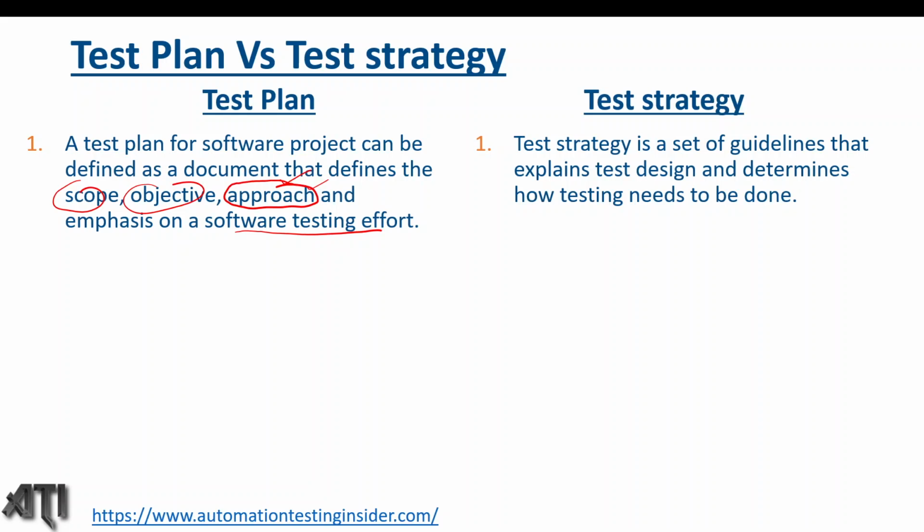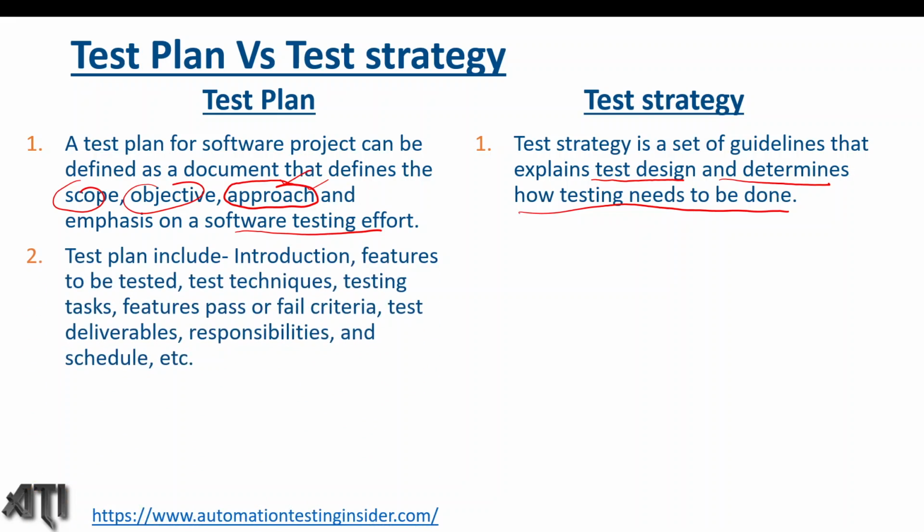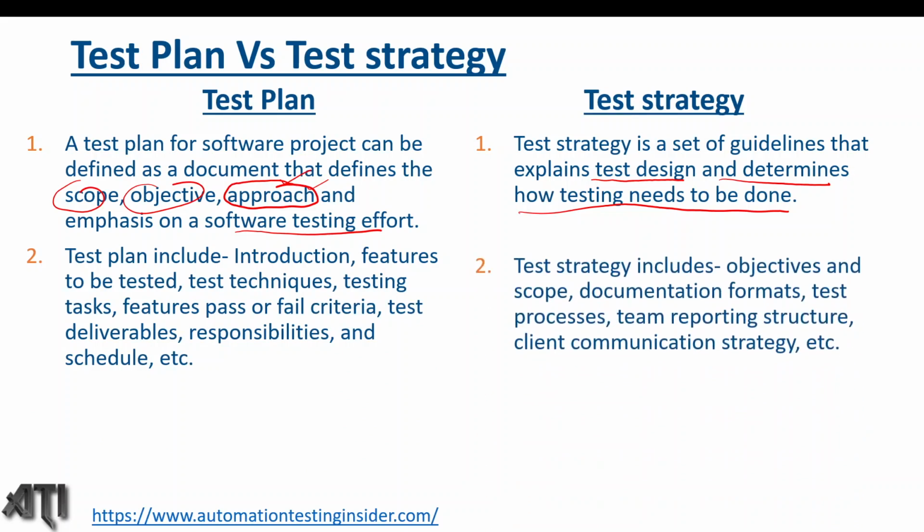Whereas a test strategy is a set of guidelines that explains test design, like what techniques we are going to use to design the test cases, and determines how testing needs to be done. This is test strategy. A test plan includes introduction, features to be tested, test techniques, testing tasks, features, pass or fail criteria, test deliverables, responsibilities, and schedule. These are the different points, guys, which we have already talked about when we spoke about test plan.